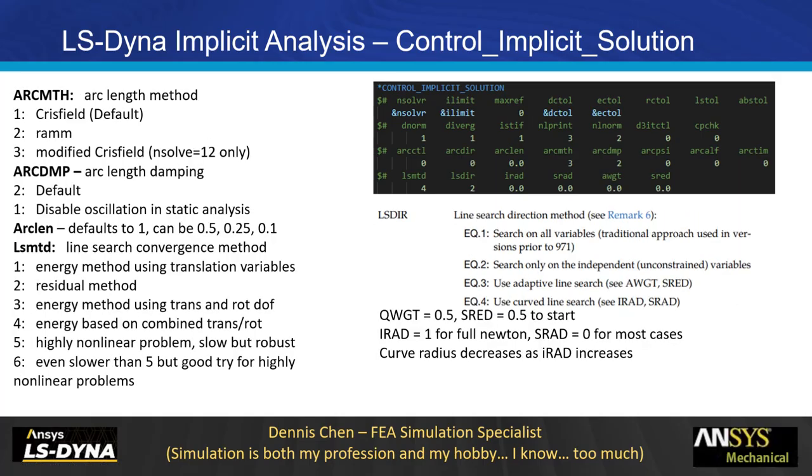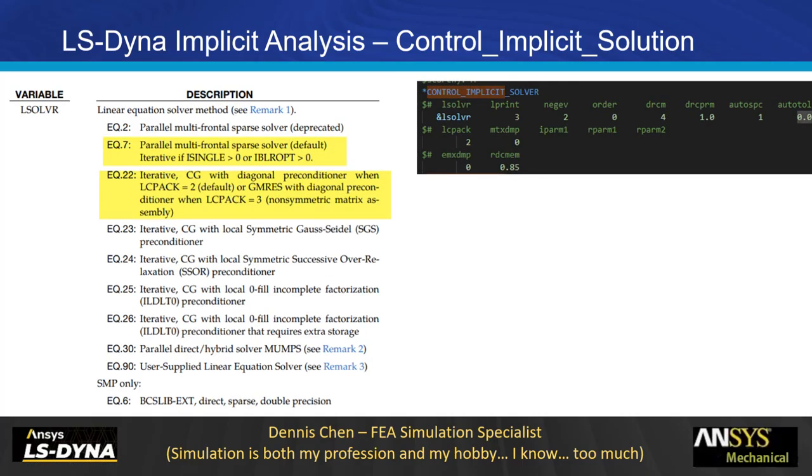And here is where we can also look at the arc length method, right, and the line search method. These are things I'm not going to go over too quickly, but you can see this line right here is your arc length method. This line right here is your line search method. So you can define your arc length method and your line search method inside the control implicit solution card, right? Much like you need to do inside mechanical. Sometimes you may just leave them as program controlled defaults.